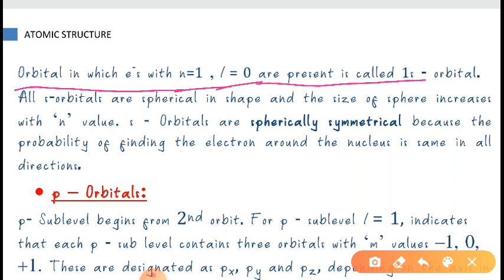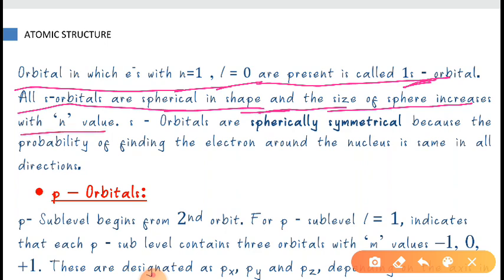When we talk about orbitals, electrons for which n is equal to 1 and L is equal to 0 will obviously be in the 1s orbital. All s orbitals are spherical in shape, as you have seen in the figure, and the size of the sphere increases with the n value.